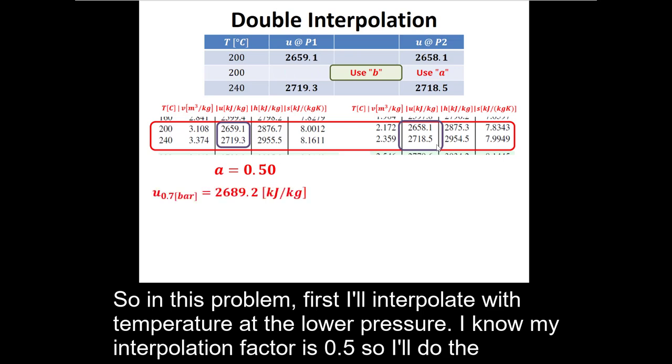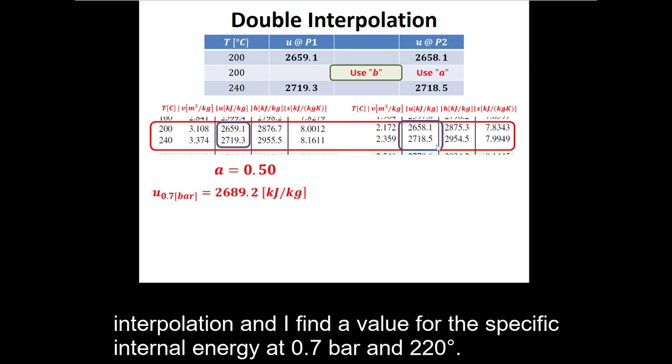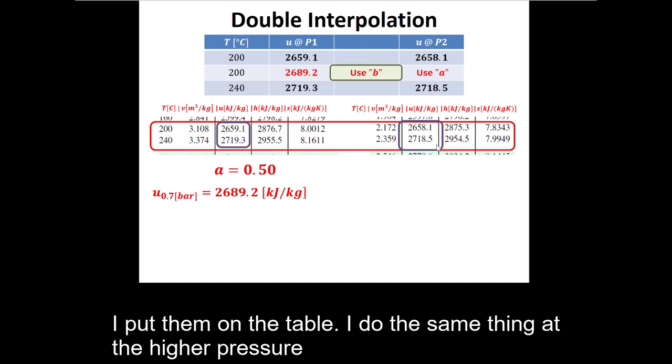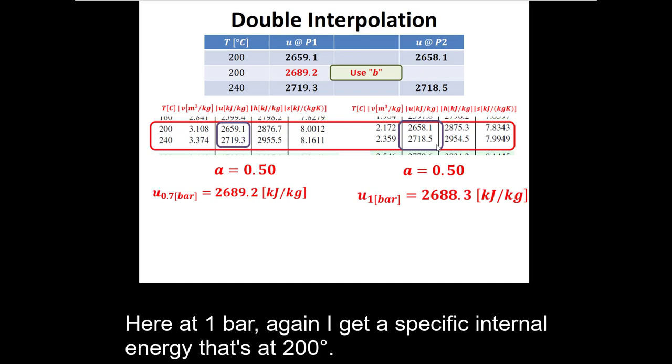So I'll do the interpolation and I find a value for the specific internal energy at 0.7 bar and 220 degrees. I put that up on my table. I do the same thing at the higher pressure. Here at 1 bar, again, I get a specific internal energy that's at 200 degrees.